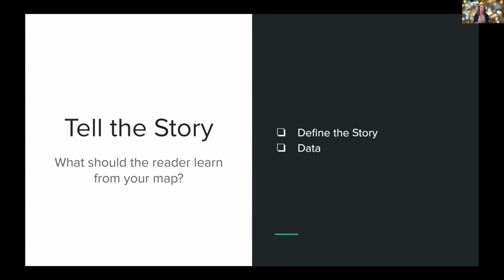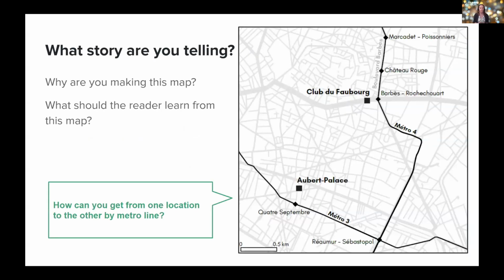So, telling the story. First up, we really need to define what story we are trying to tell. Why are you making this map in the first place? We're not just throwing layers onto a map canvas and saying there, we're done. We're really trying to make sure that we understand why we are making this map and what the reader should learn from it. So before I do anything else, I'm answering these questions. The example map you can see on the screen is a map that I made for a professor at UC Davis to go into a book about political actions that were happening around cinemas in Paris in the early part of the last century.